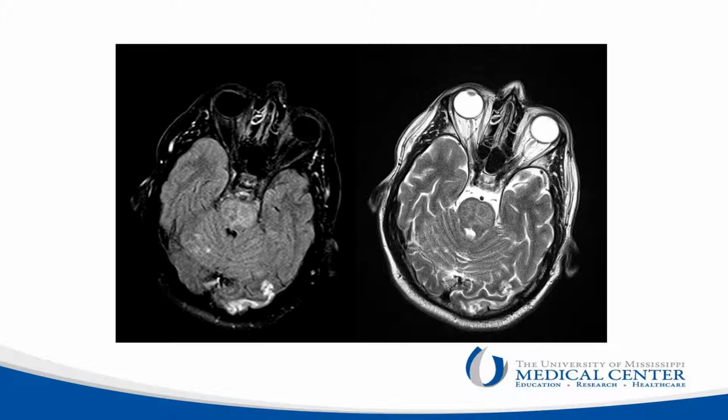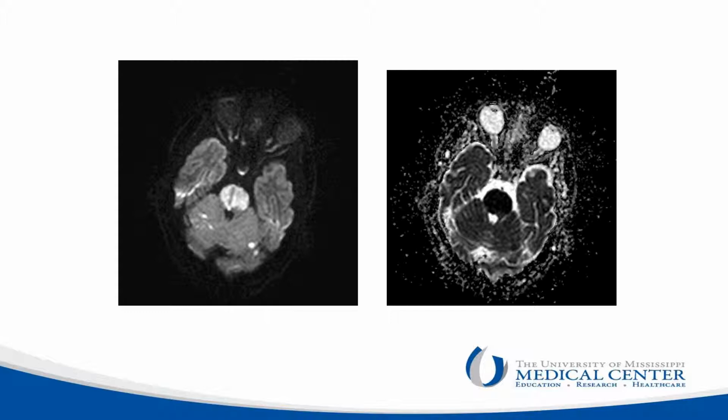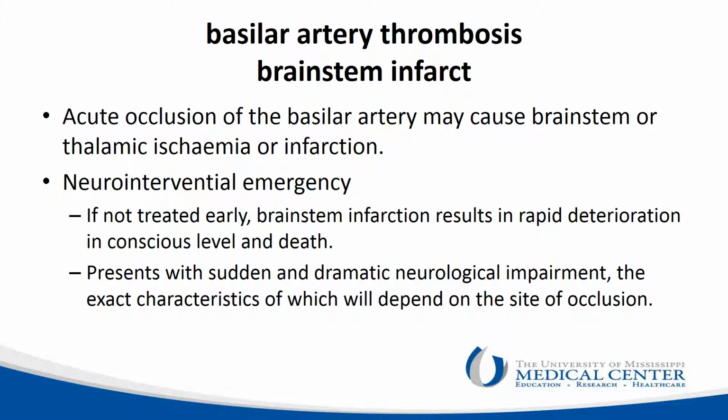On MR, we can see areas of infarct, an abnormal signal in the pons, which is infarcted. This is basilar artery thrombosis with brainstem infarct, and acute occlusion of the basilar artery can cause this. This is a neurointerventional emergency, and if it's not treated early, the patient will rapidly deteriorate and die.